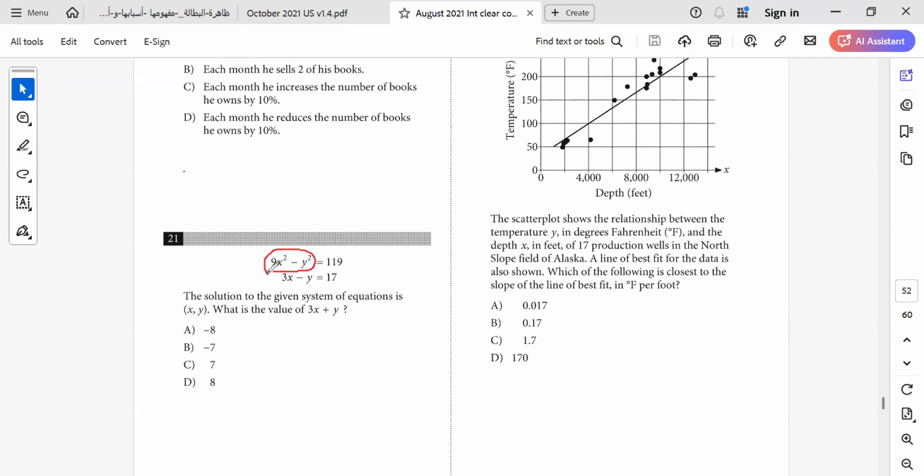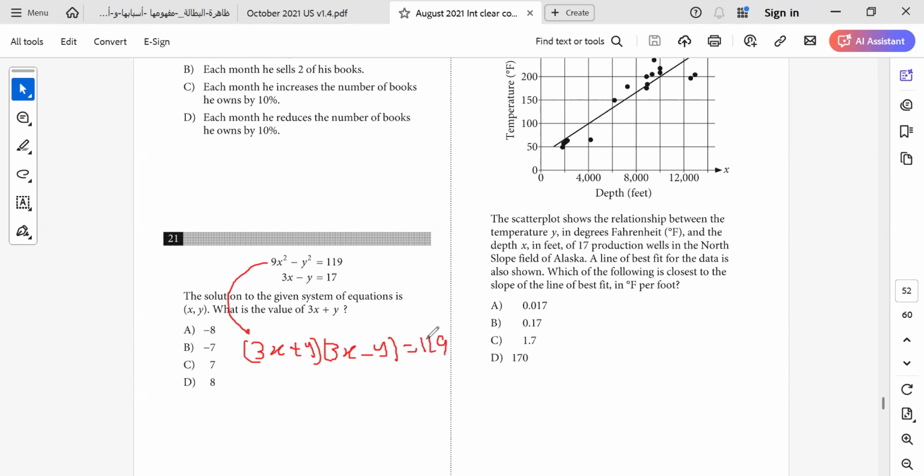When I just saw the question, I was planning to solve it as usual, to make y the subject and substitute, but I found that he needs 3x plus y. And he gave me the other equation, 3x minus y. And that is the difference between two squares. So that equation, I can write it like (3x plus y)(3x minus y) equals 119.